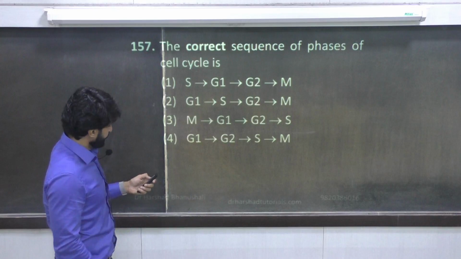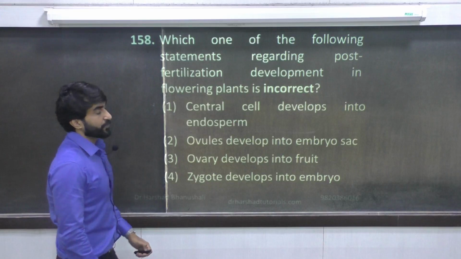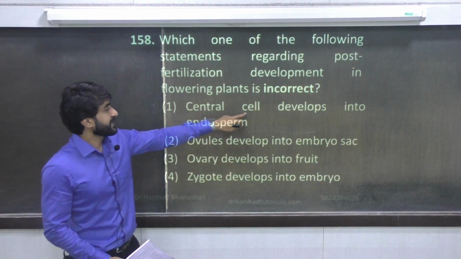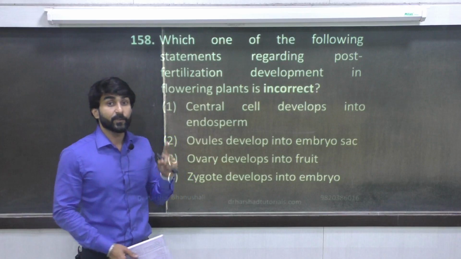Next, which of the following statements regarding post-fertilization development in flowering plants is incorrect? So they have told you to find out the incorrect statement here. Central cell develops into endosperm, correct. Ovules develop into embryo sac, wrong. Ovules do not develop into embryo sac, ovules develop into seeds. Wrong statement. So you got your answer.